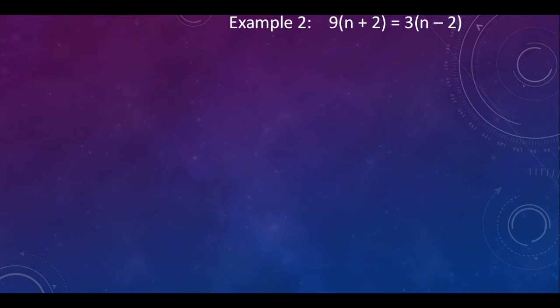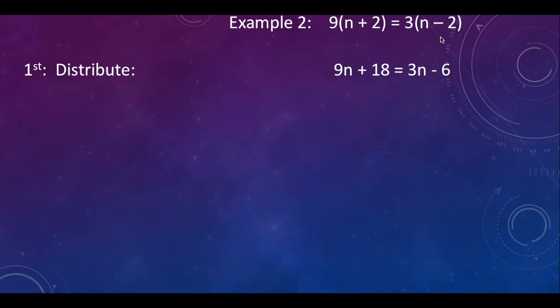Example 2. Again, we're going to follow the same steps. Let's go and distribute first. We got 9n because 9 times n is 9n. Then distribute this 9 to the second term inside the parentheses, and 9 times positive 2 is positive 18. Bring down the equal sign.